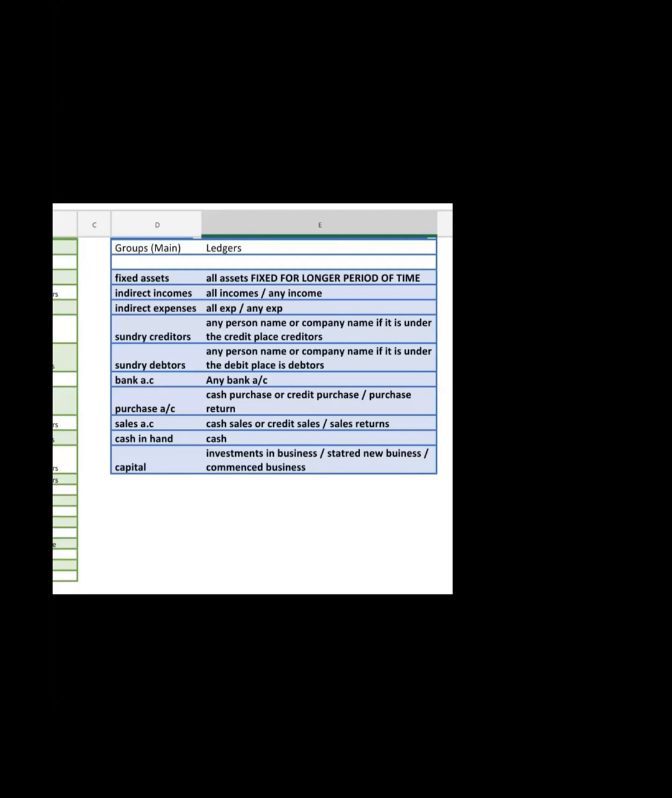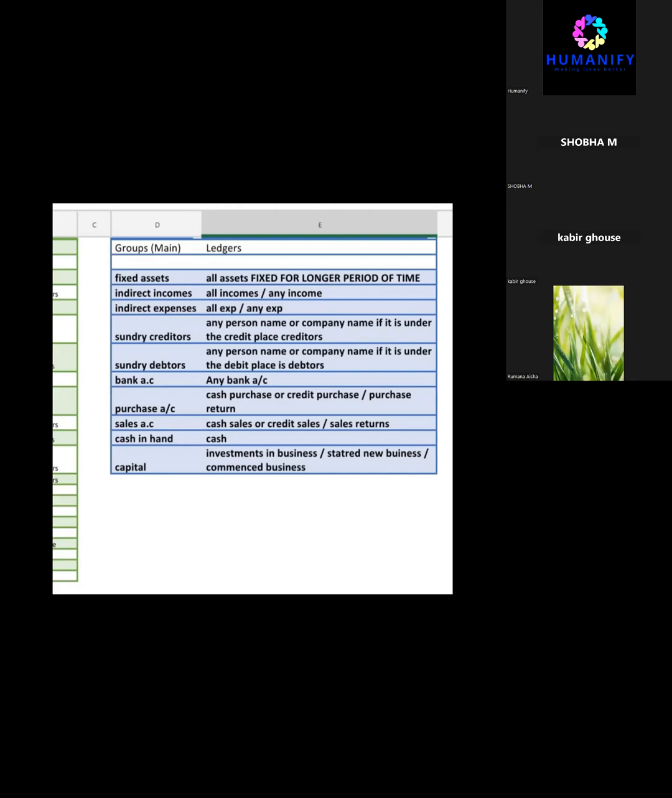Whatever journal entries you write, that is cash account, capital account, purchase account, rent account, salary account, interest received account. These are all what you write in debit and credit. Those things are called ledgers. We call that a ledger account. Understand? So cash account is a ledger account only. Capital account means ledger account. Purchase account means ledger account. Sales account means ledger account.